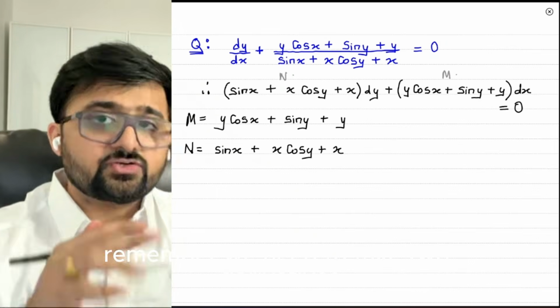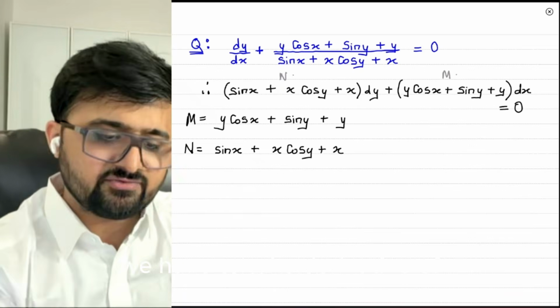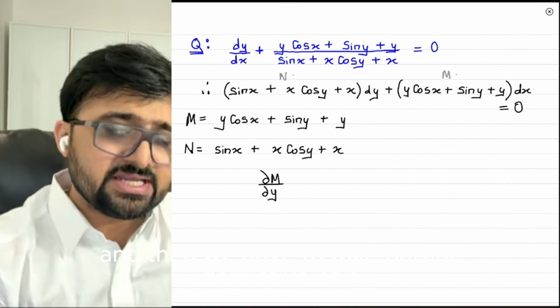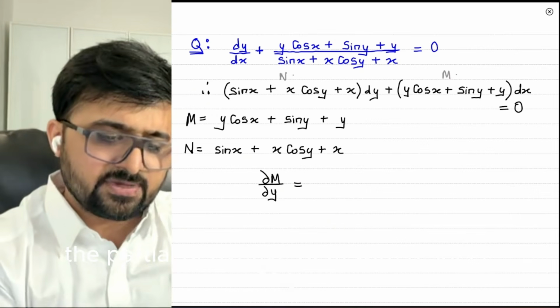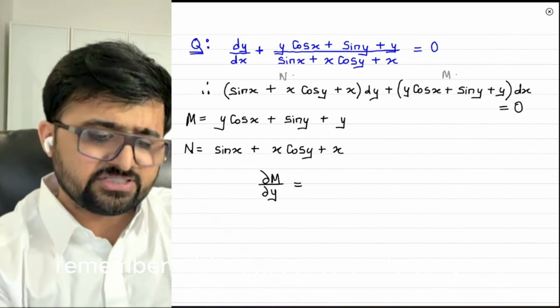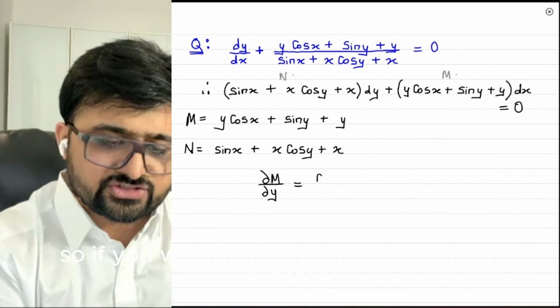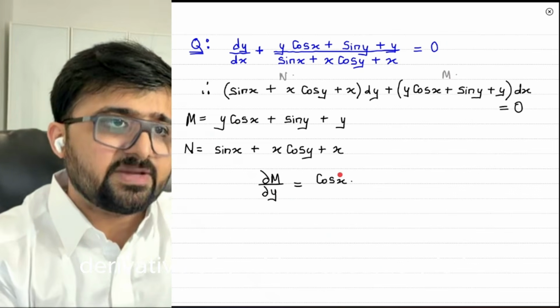Remember, we need to take two derivatives. We need to take the partial derivative of M with respect to y, and then the partial derivative of N with respect to x. The partial derivative of M with respect to y: remember, with respect to y, x is constant. So if you differentiate this, cos x is constant, so you have cos x. Derivative of y with respect to y is 1.